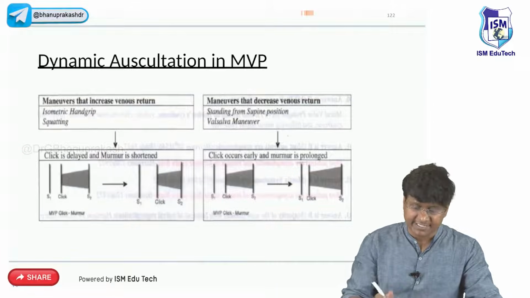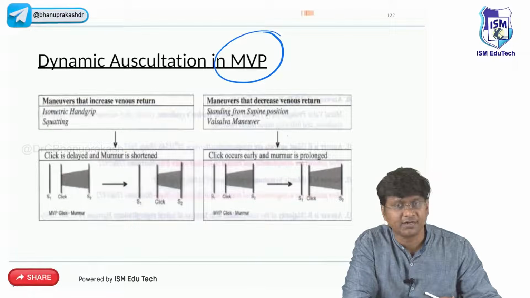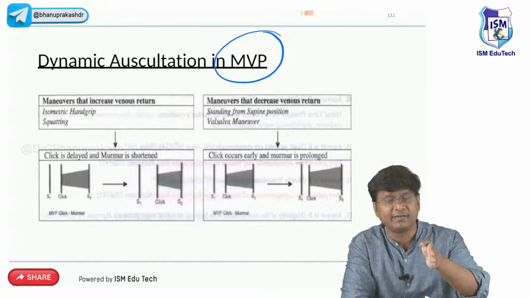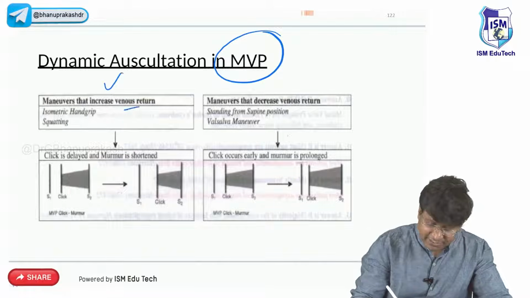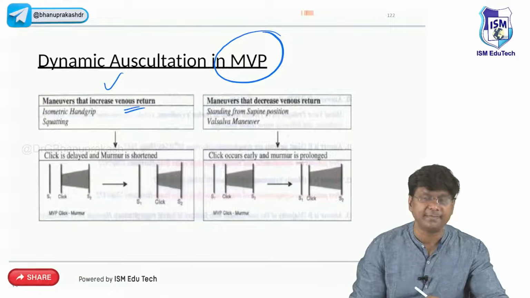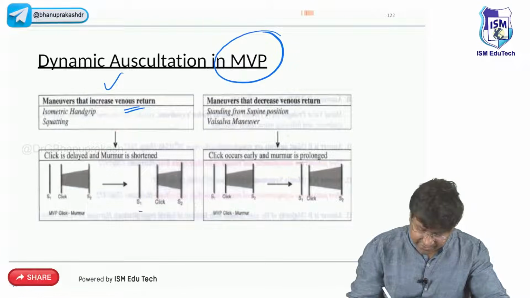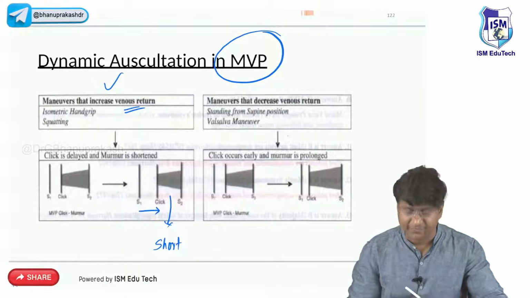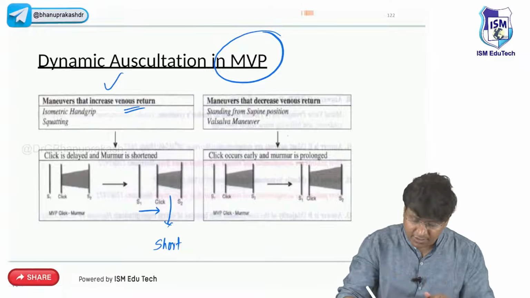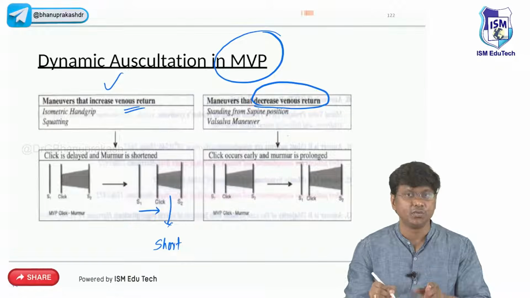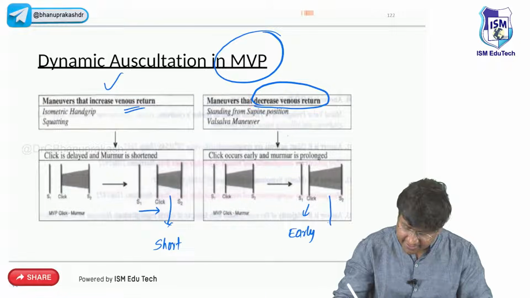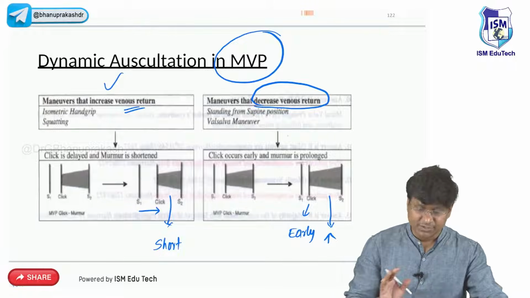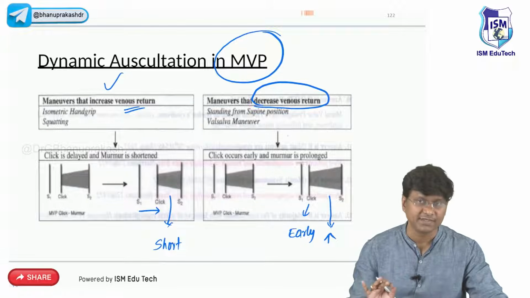Now, dynamic auscultation in mitral valve prolapse is a very important area where the question can be asked. What did we discuss? Mid-systolic click with late systolic murmur. So any maneuver which will increase the venous return, like isometric hand grip as well as squatting, what will happen to the click? The click will be delayed and the murmur will be shortened. Now, any maneuver which will decrease the venous return, what will happen? The click will be early and the murmur will be prolonged. That is the dynamic auscultation in case of mitral valve prolapse.